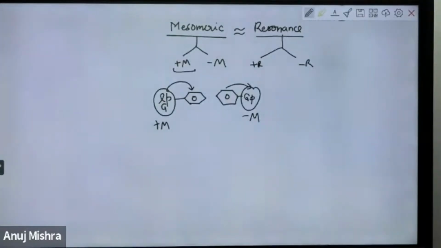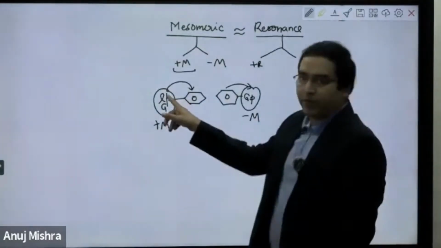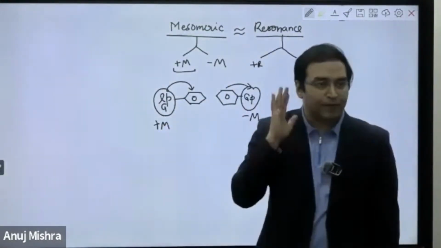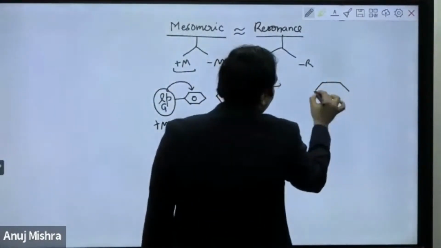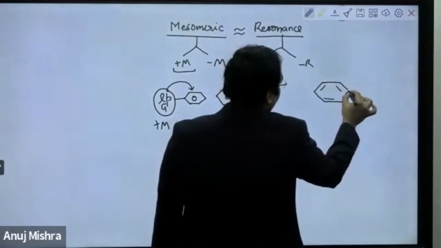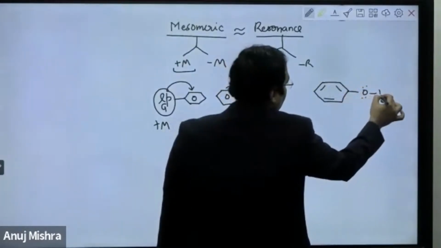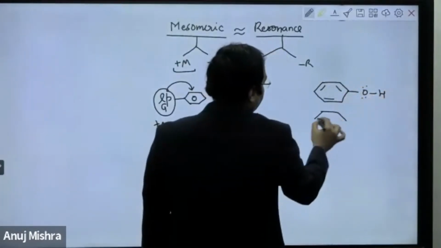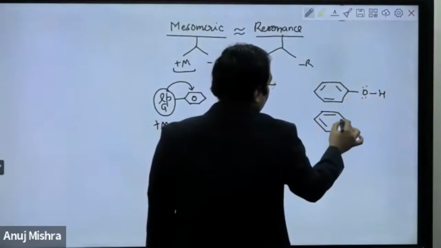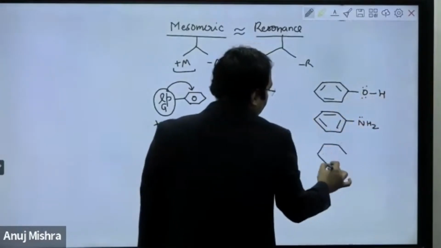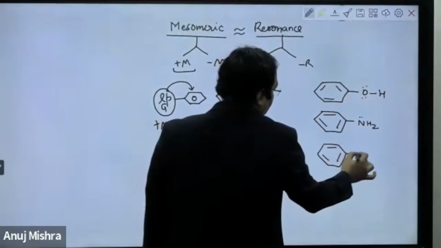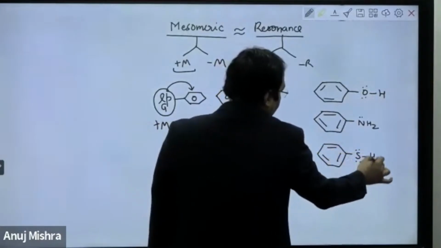इसको बहुत simple criteria में देता हूँ. If you have a group which has a lone pair, it will mostly send inside the ring. I'll show you something. Let's say we have a ring like this, and I put OH, or a ring like this. Let's say I put NH2. Ring like this, SH.